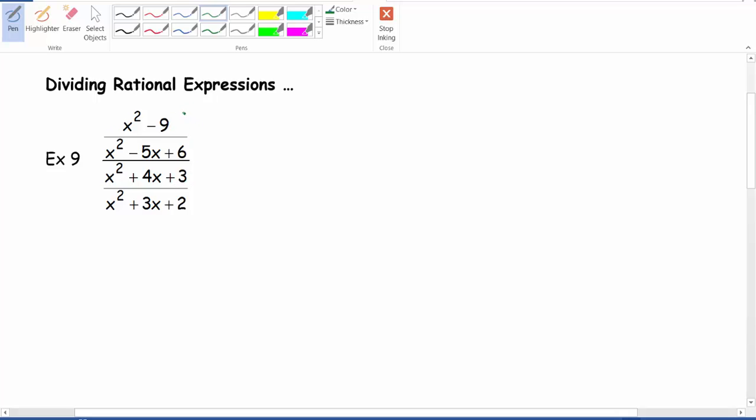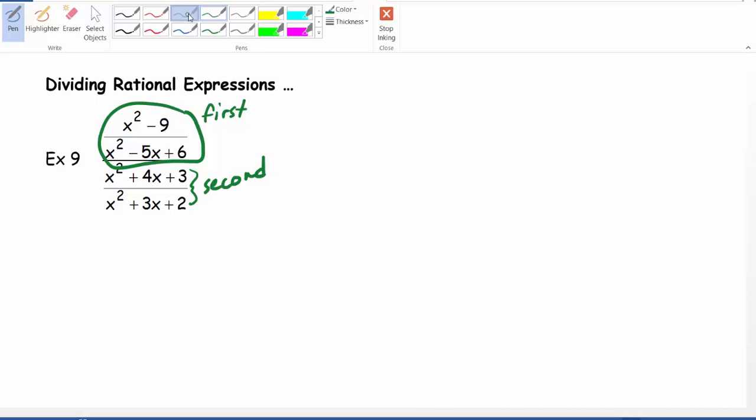Because we see that we have this rational expression on top, that one is going to come first. And this bottom one is going to be second. Now placement for this is actually incredibly crucial, otherwise you'll start maybe dividing the wrong thing and flipping things that shouldn't be flipped. So again, because this is on top, it comes first.